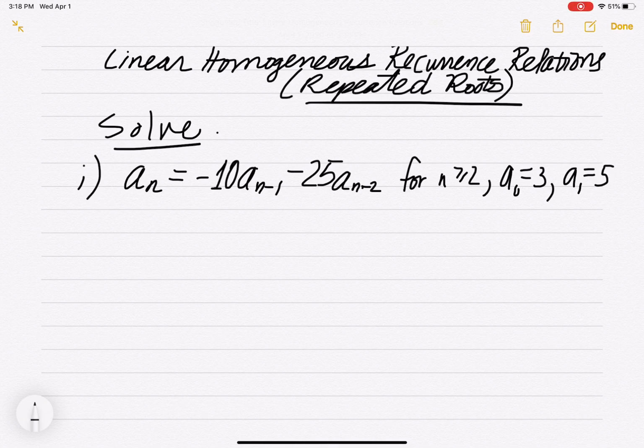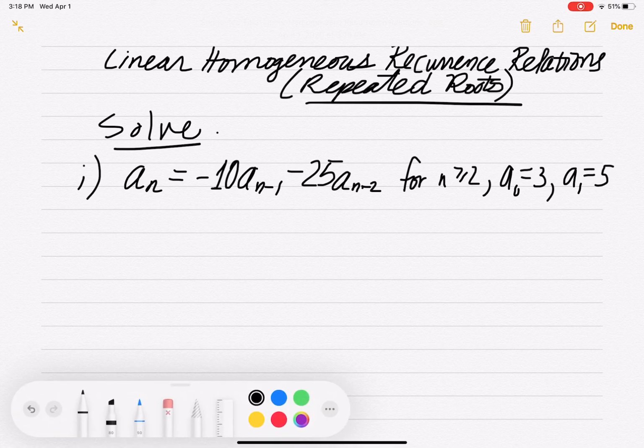So here we're going to look at some linear homogeneous recurrence relations where, you're going to see, there are repeated roots in these examples. You look at the characteristic equations. We want to solve this one: a_n is negative 10 a_{n-1} minus 25 a_{n-2} for n greater than or equal to 2. We have two initial terms, a_0 and a_1.